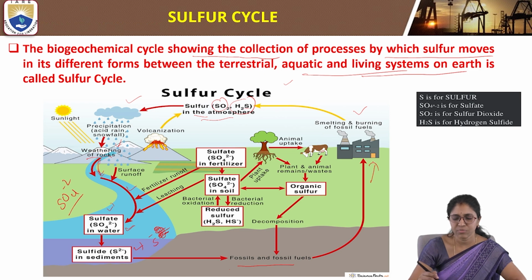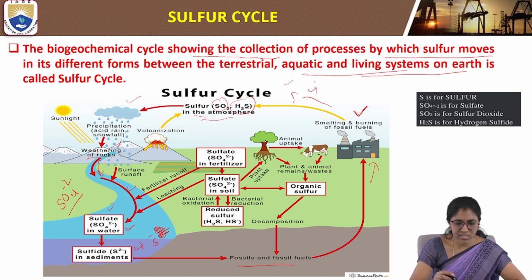So these are going into these factories, and they are used for various industrial processes. And then by burning of fossil fuel, we will get the sulfur again. So this is one sulfur cycle. In this process, the sulfur moves in its different forms like sulfur, sulfate, sulfide, and like that. So it is moving into different forms between terrestrial, aquatic, as well as living systems.